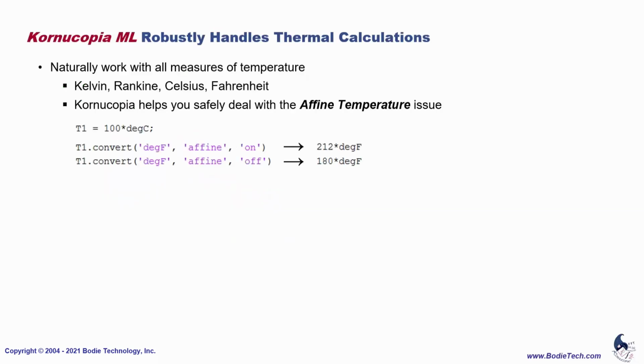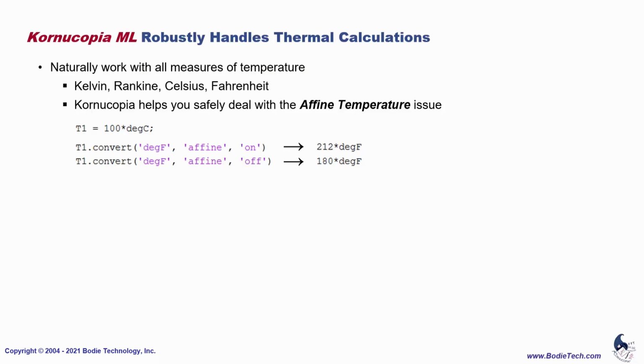Kornucopia also robustly handles thermal calculations, allowing you to naturally work with all various measures of temperature: Kelvin, Rankine, Celsius, and Fahrenheit. Kornucopia also helps you safely deal with the affine temperature issue. Consider a temperature of 100 degrees Celsius. If this represents the temperature of boiling water, then its conversion to Fahrenheit would require an affine conversion, which would include the 9/5 multiplication factor and the 32-degree offset. In Kornucopia, this is simply done by including the affine on option in the conversion request.